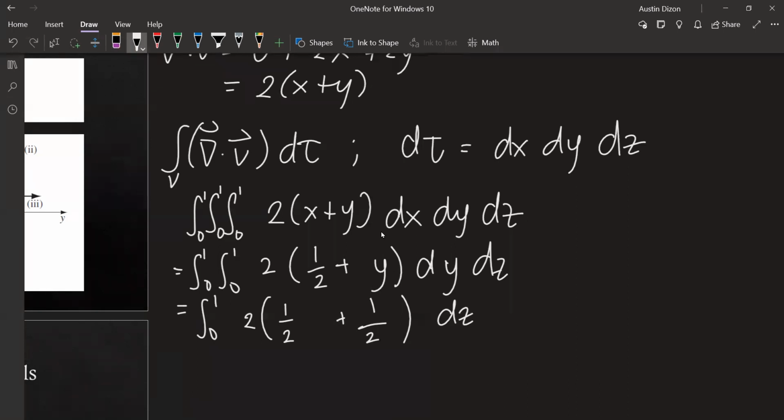And this is very simple kasi 2 times 1 half is just 1. Plus 2 times 1 half is just 1. So this is just 2. Tama? So integral ng 0 to 1, 2 dz is just 2. Okay, klaro ba yun? Kasi magiging 2z yan, di ba? Tapos evaluate mo sa 1, which is just 2. Evaluate mo sa 0, which is just 0. 2 minus 0 is just 2.